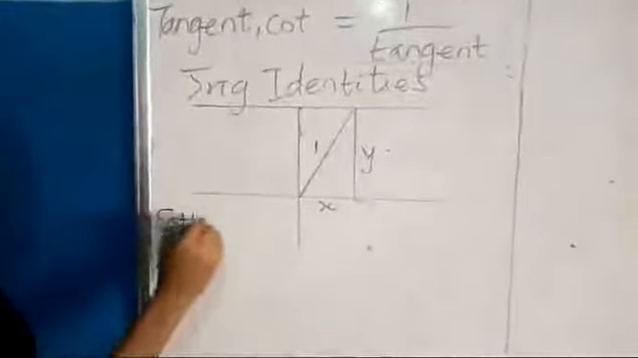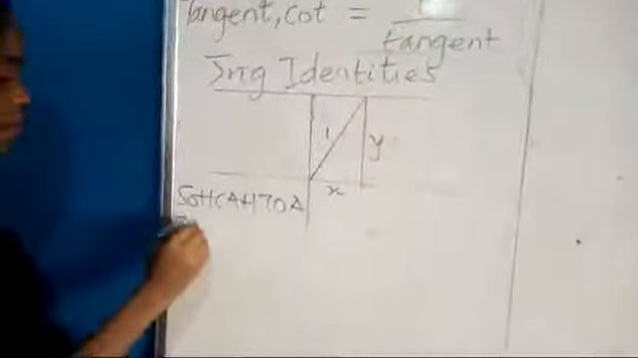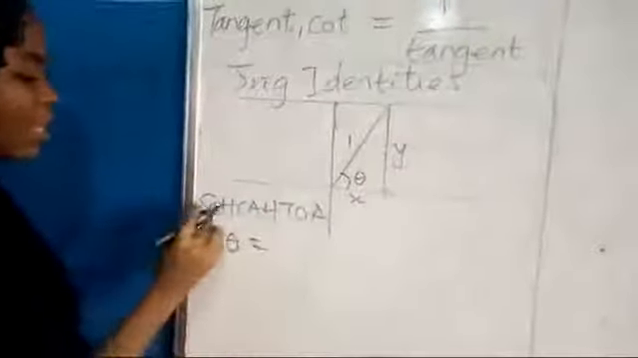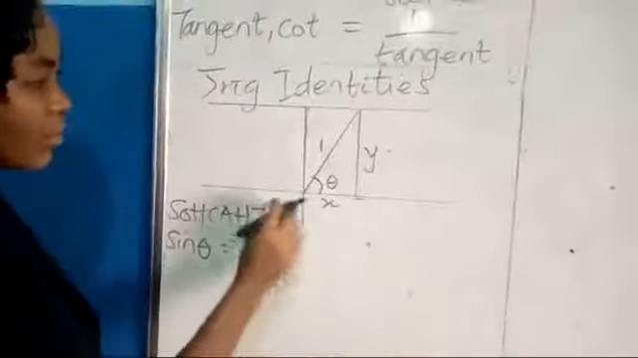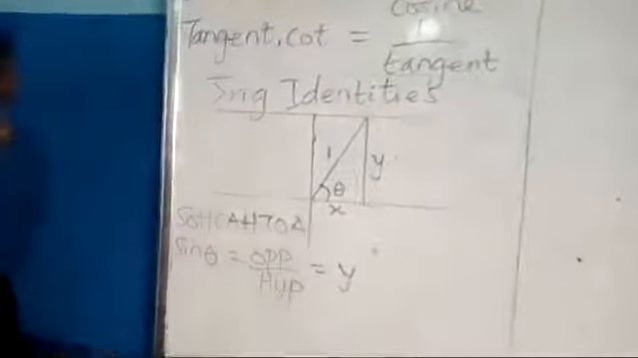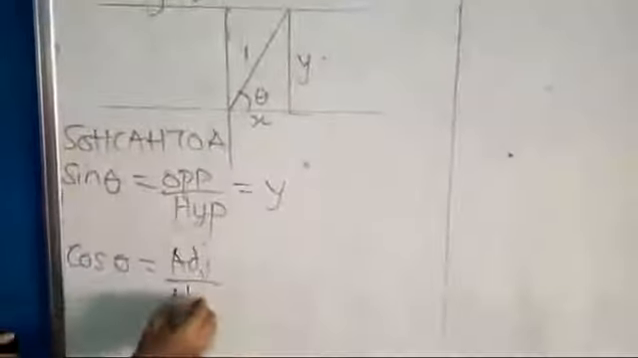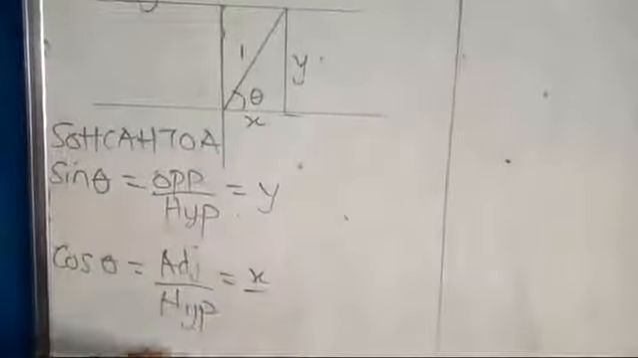Then, referring to SOHCAHTOA, let's put an angle here, theta. So we can say sine theta is opposite over hypotenuse. And opposite here is what? Y over 1, and that's y. So sine theta we can say is y. Then cos theta is adjacent over hypotenuse. Adjacent here is x over 1, and that is x. So this is what we'll be using.